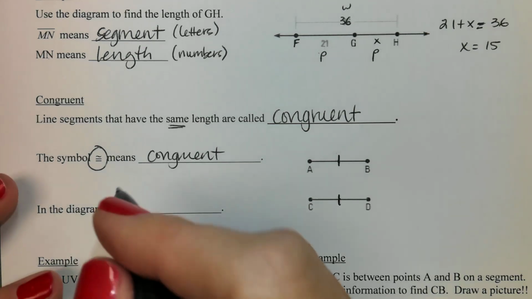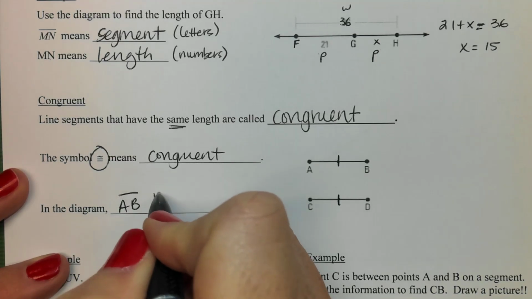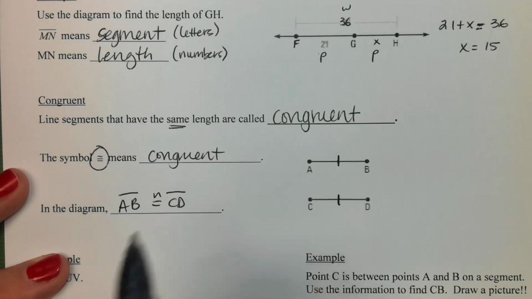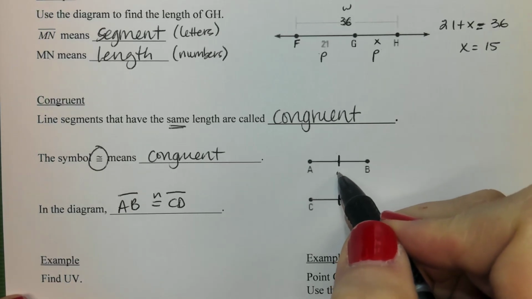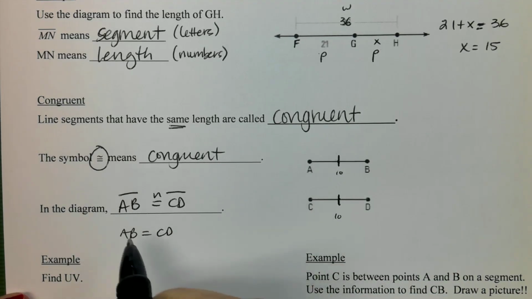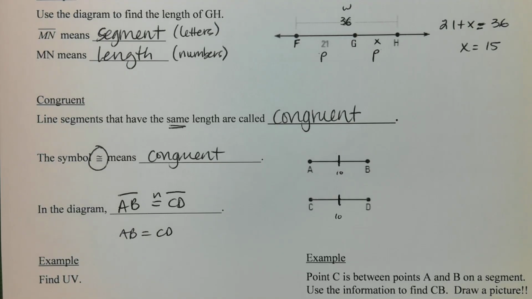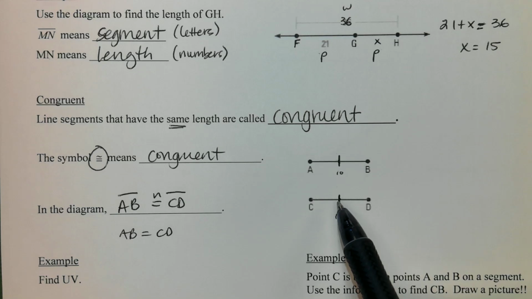So in the diagram, AB segment is congruent to CD segment. And I have to use segments because I don't know their actual length. If I knew that this one was 10 and this one was 10, then I could say AB equals CD because I know their number values. But they are different expressions for the information that you have.